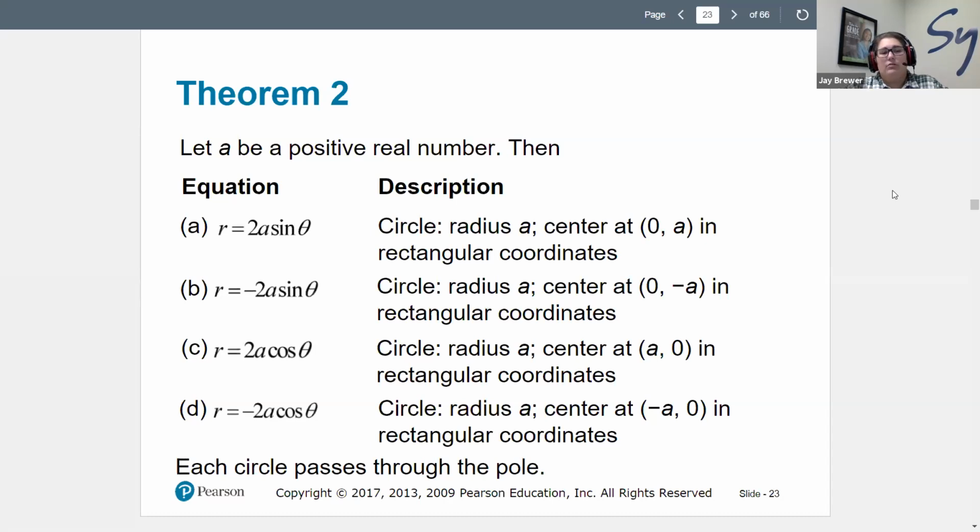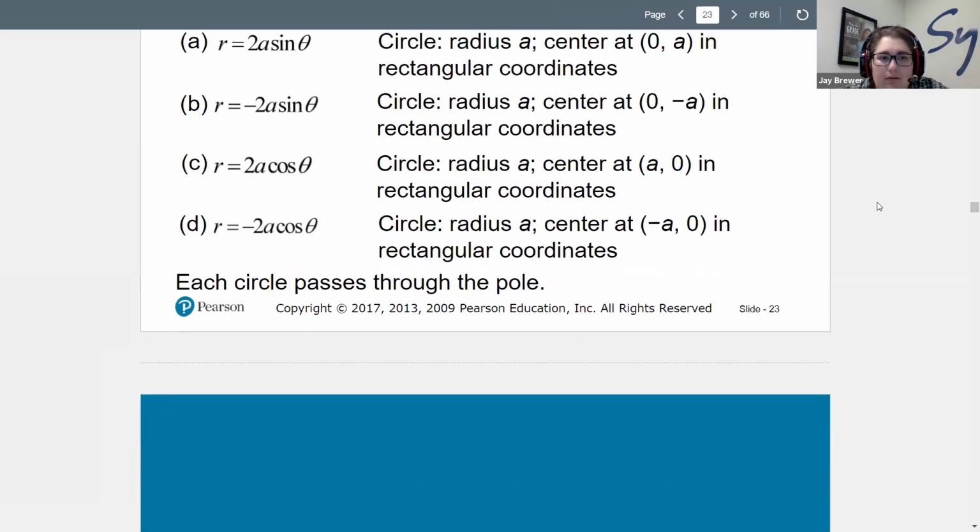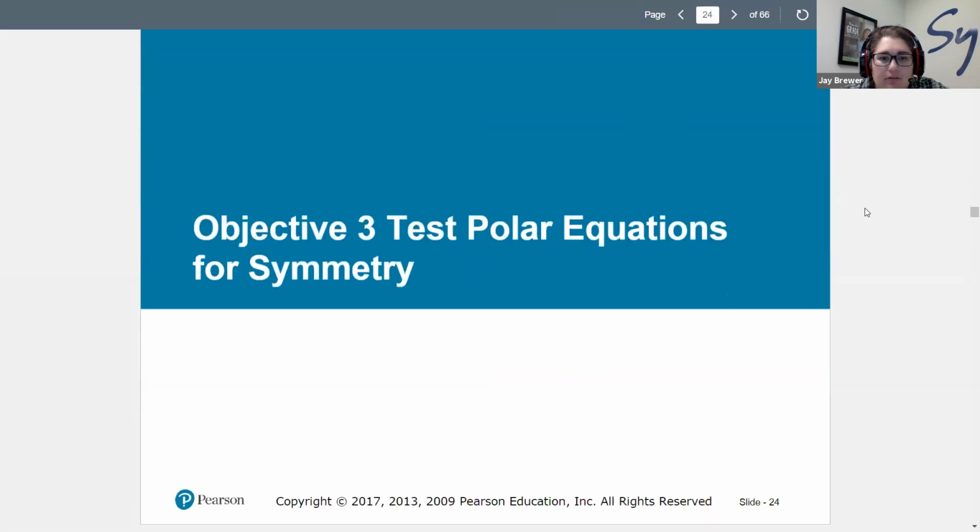If you have r equals 2a cosine theta, then you have a radius of a, and then your center is at (a, 0). And then likewise, r equals negative 2a cosine theta, you would have a radius of a and a center at (negative a, 0). Each circle passes through the origin or the pole. All right. Any questions on the first two objectives? All right, then we're going to keep going.